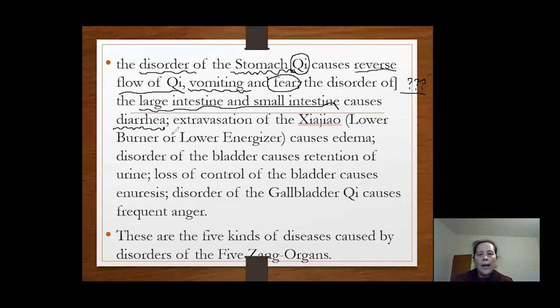And then talking about the lower jiao, 下焦, the lower burner or lower energizer. If it has some disorder, it couldn't regulate the water, which causes more water retention and can cause edema. Yeah, water retention going to the skin will cause edema. So those are the lower jiao functions.